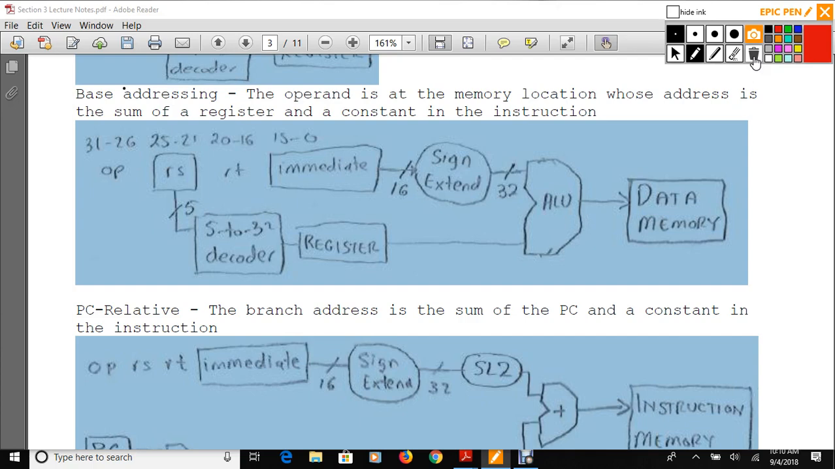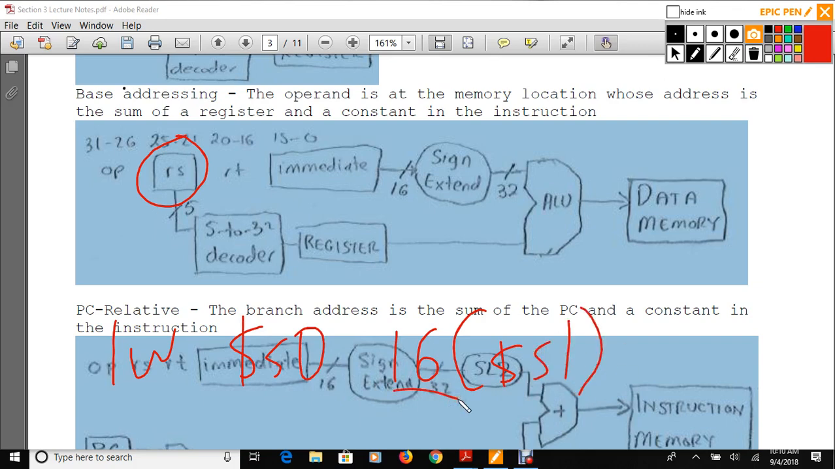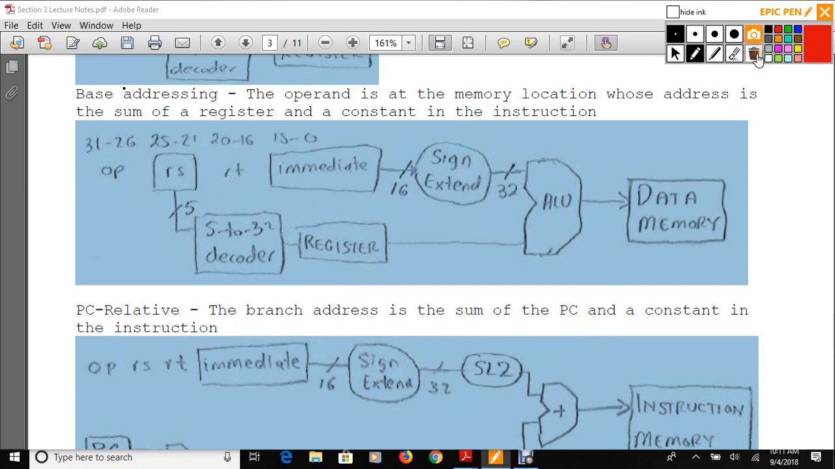So what ends up happening is RS, if we have a load word S0, and then we have 16 S1, right? So if I have 16, just to quiz you guys again, what's the array value in byte addressing? Say it, I hear you. 4, exactly right. So what this means is the sum of a register is where the array starts, and then I'm adding this sum to get my specific value that I want. This is known as base addressing.